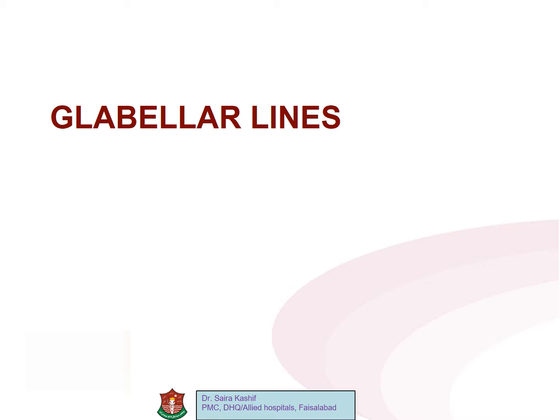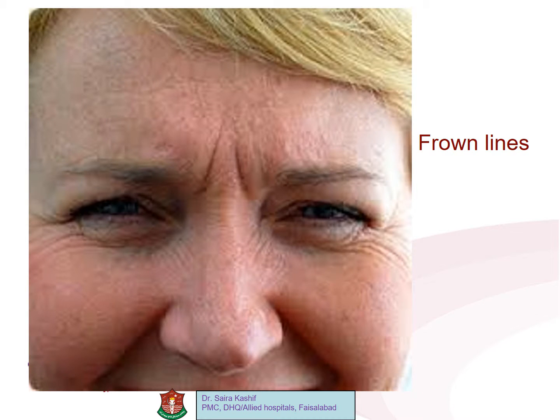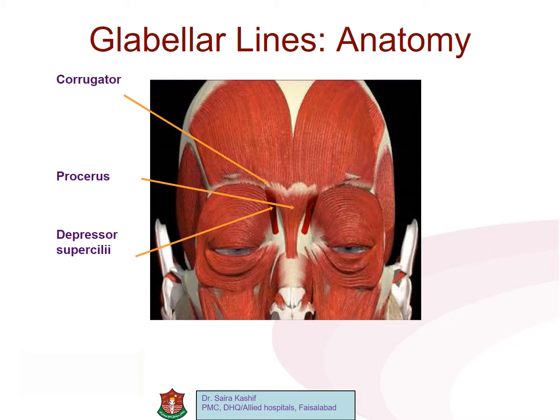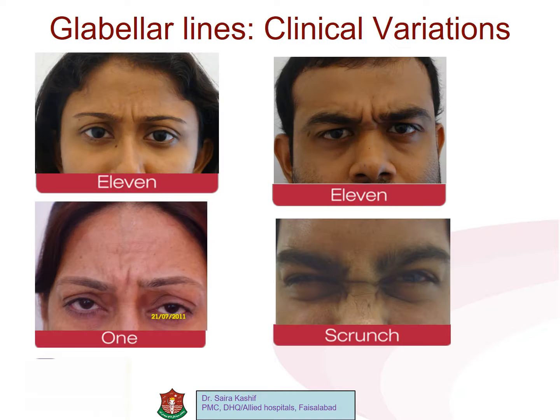So first I will discuss the glabellar line or the frown line. Which muscles are responsible for the frown line? Corrugator supercilii, procerus, and the depressor supercilii. So we inject the procerus and the corrugator muscle.